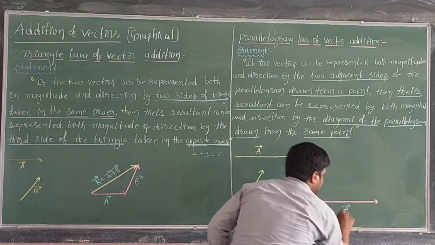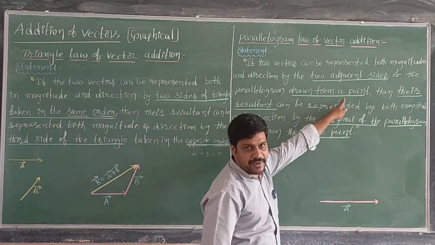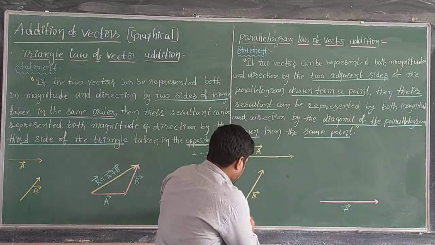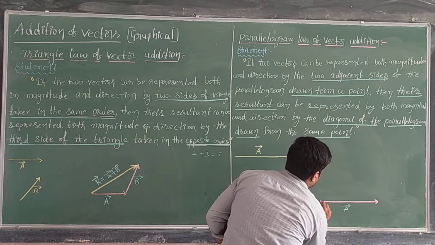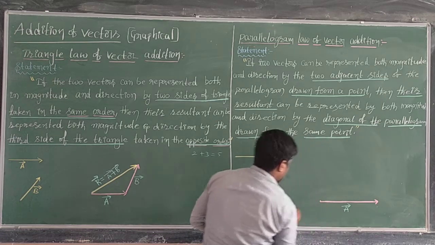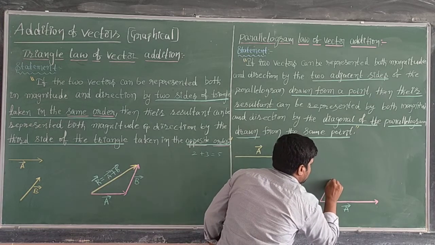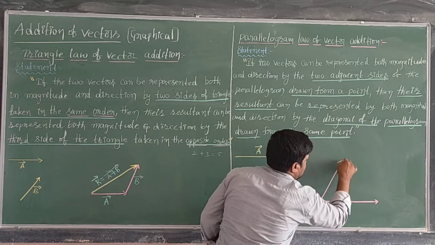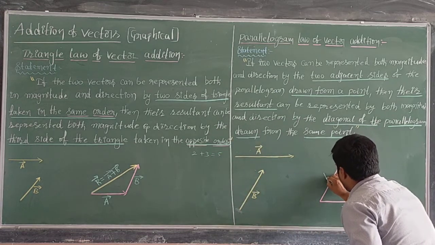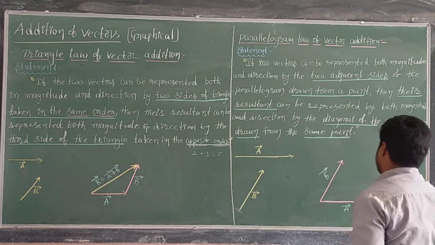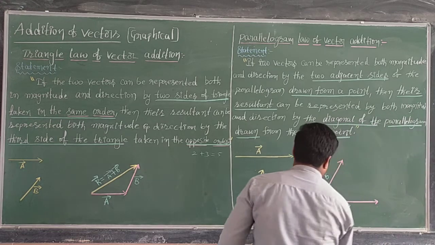Fine. B bar. A bar and B bar both are drawn from a same common point. So this B bar I am arranging here. This is the B bar, same length, same direction. I am drawing it in a crosswise manner like this. A bar and B bar are drawn as two adjacent sides.